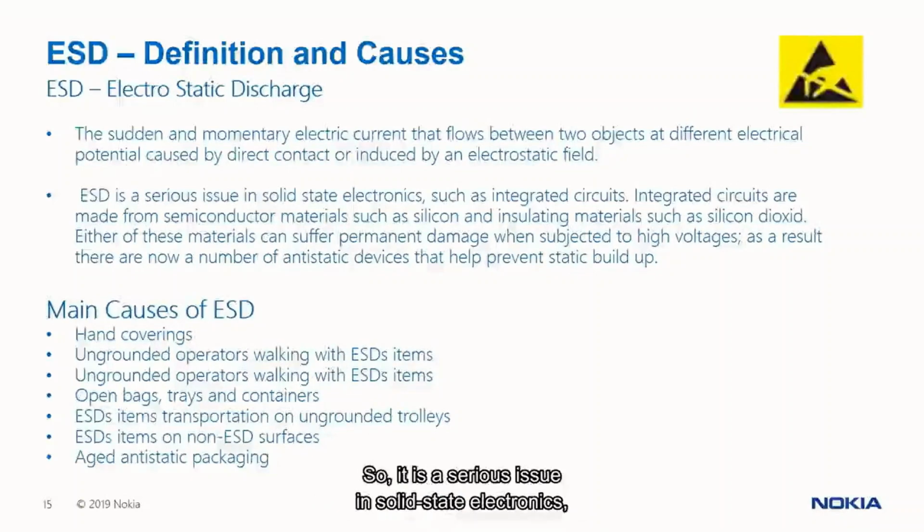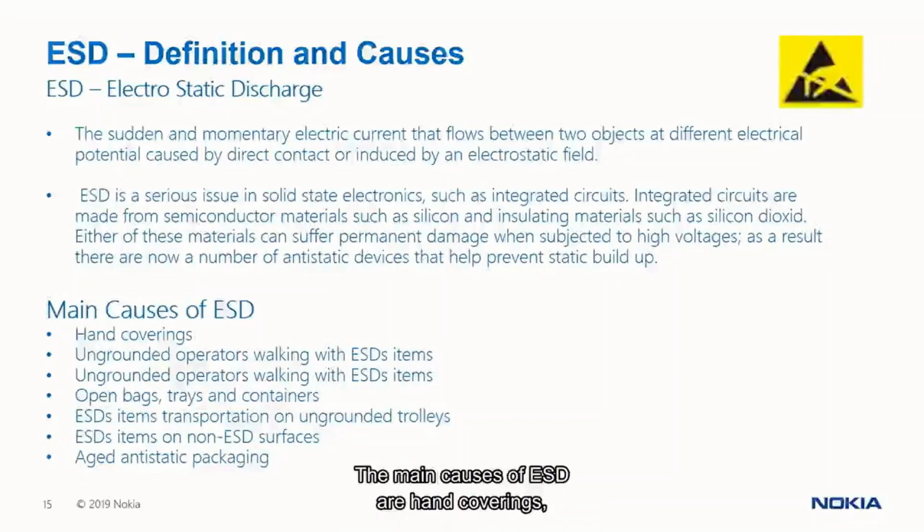So it is a serious issue in solid-state electronics, such as integrated circuits, because integrated circuits are made from silicon and silicon dioxide. And either of these materials can suffer permanent damage when subjected to high voltages. That's why we should handle integrated circuits with anti-static devices to avoid this permanent damage.